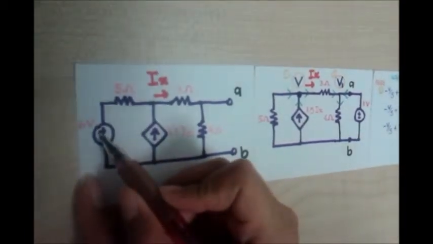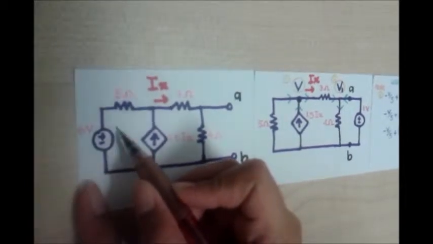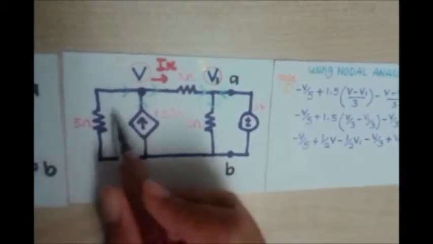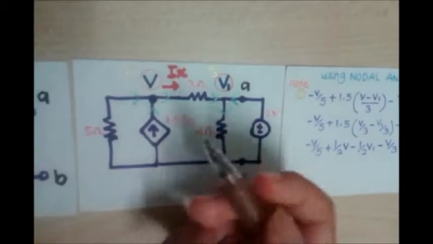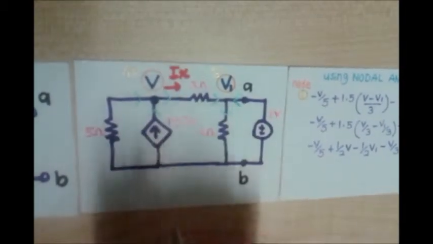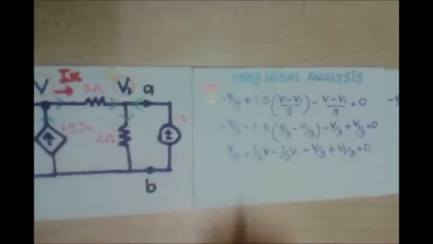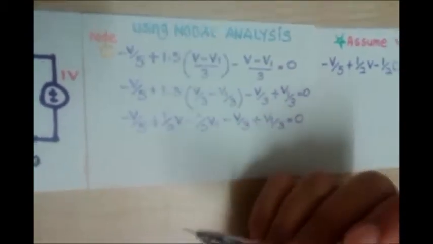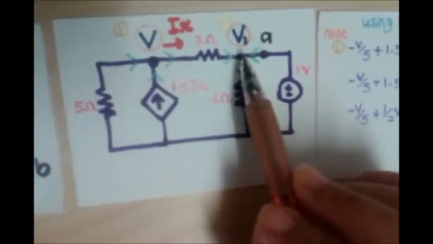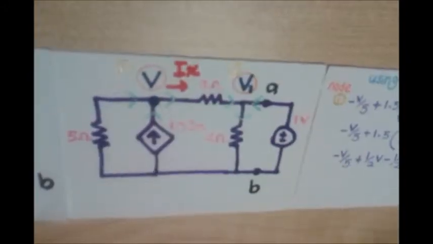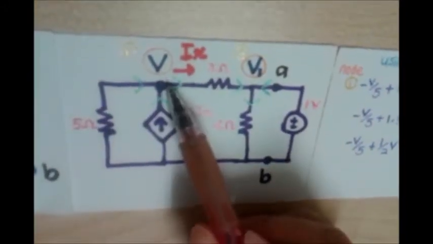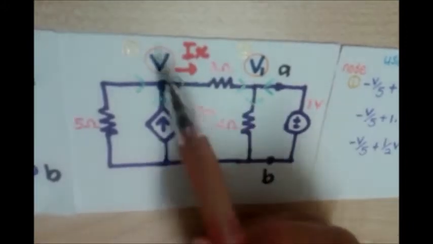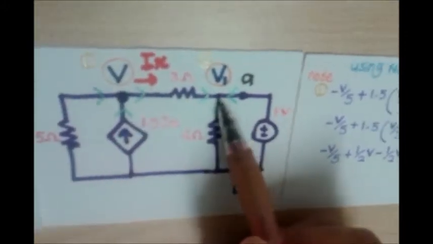The 6 volt we must short, so the circuit will be like this. Only this 5 ohm and the 6 volt will be shorted. So we must use nodal analysis to calculate V and V1. First, we must find the nodes. So we name the first node V and the second node V1.